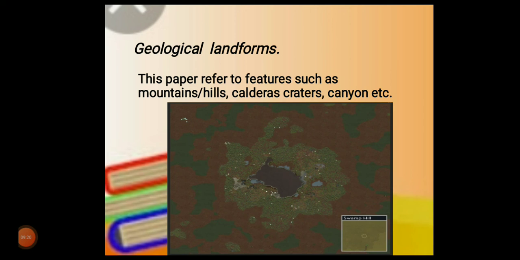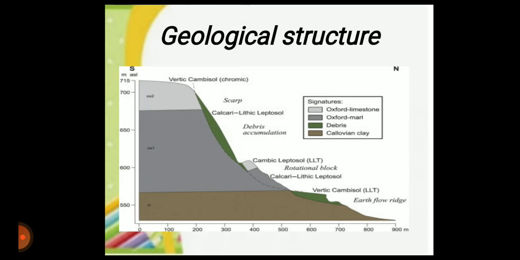Geological landform. This refers to features such as mountains, hills, calderas, craters, canyons, etc. Geological structure. Faults and fractures always indicate movement within the earth's crust.